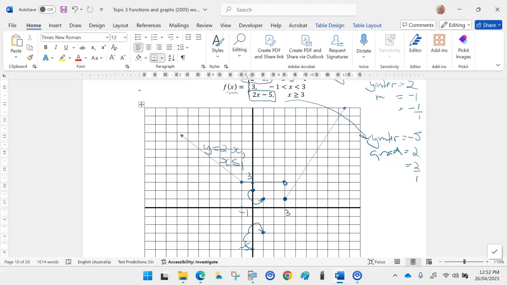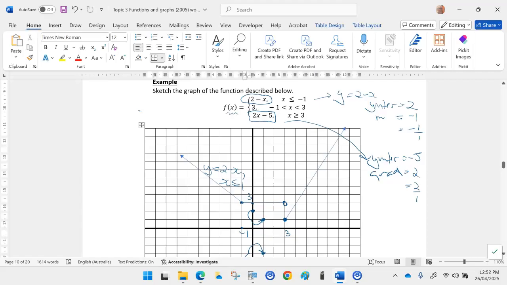So here are the three different parts of my piecewise function, drawn between those particular values of x for the domain. The first one is 2 minus x, and only for values of x less than or equal to -1. So that's what this is. I originally drew the original function y is equal to 2 minus x, but then just nuked out the bit that I don't need. I only need values for x less than or equal to -1.